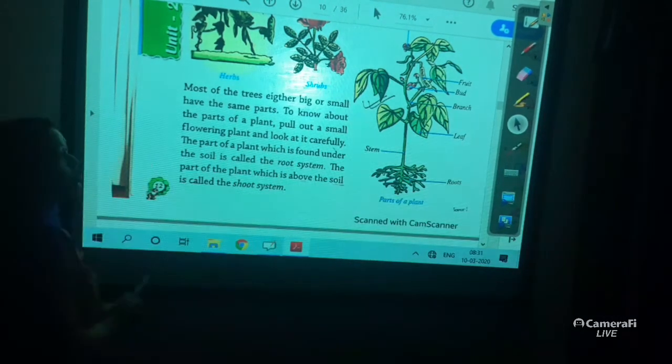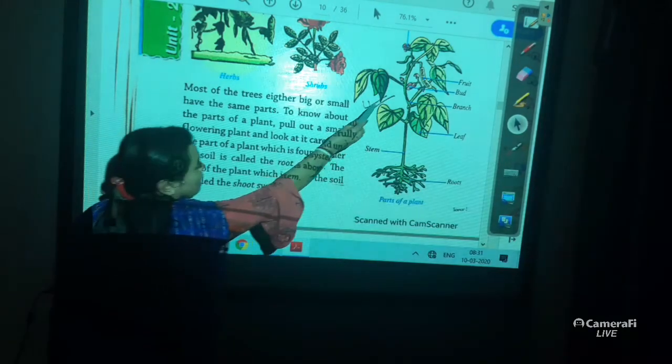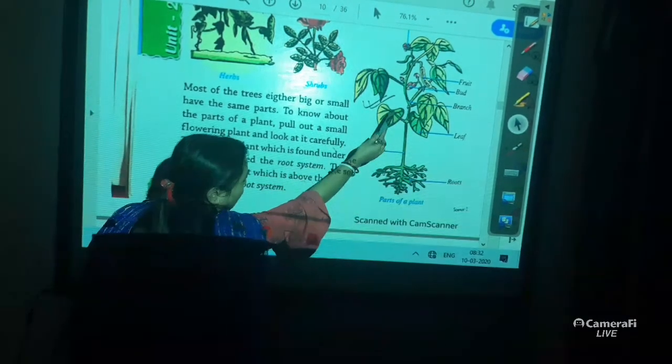Pull out means you are being told to pull any plant out of the soil, bring it up, and then observe it carefully. Okay, so all of you now see the picture. This is the picture of one flowering plant, which has a flower also.